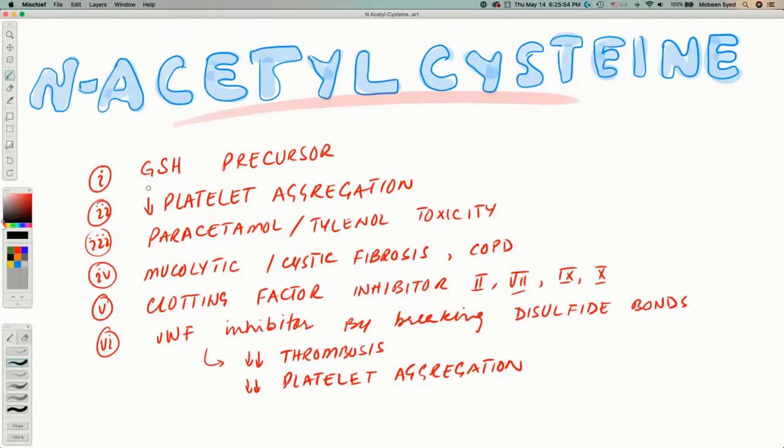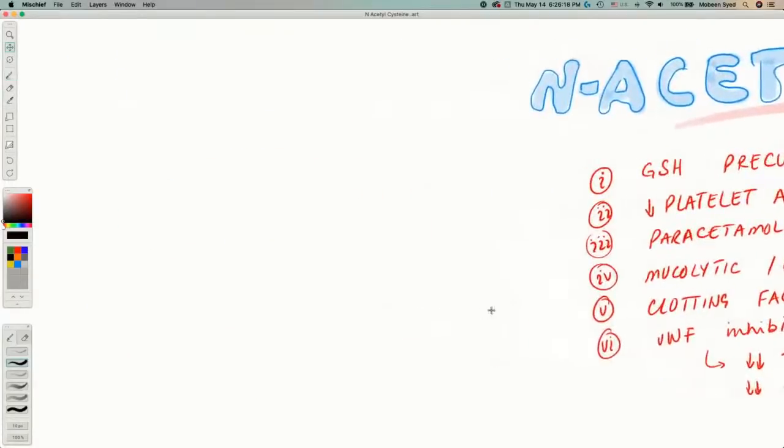So first of all, we just talked about it. It's a GSH precursor. Through the GSH, it will do antioxidant activity and a very important thing against COVID-19 or other diseases which are infective or which cause reactive oxygen species stress. That is one, very important. Second, reduces platelet aggregation. So we just talked about it. Let's look at it once more.